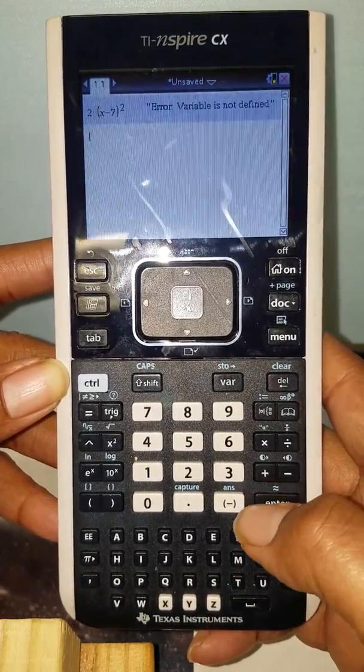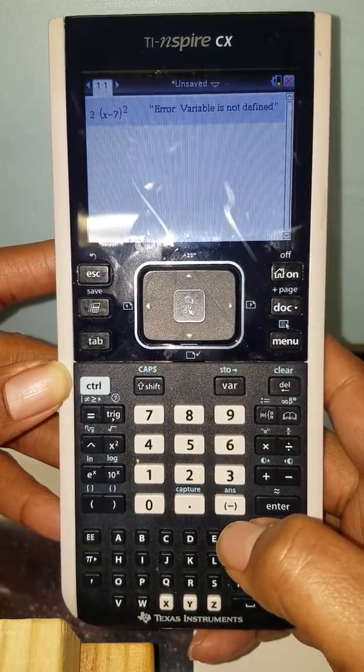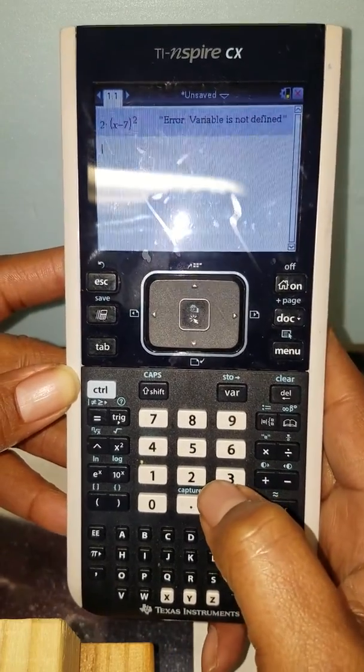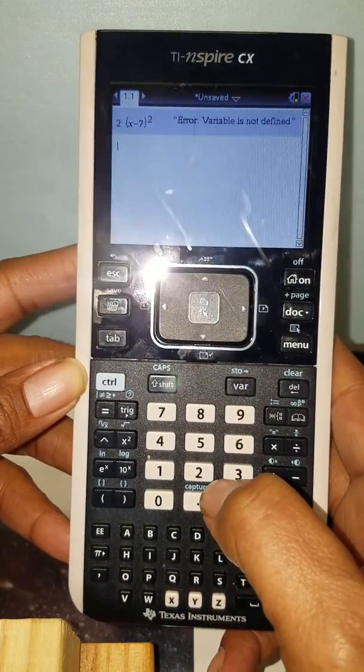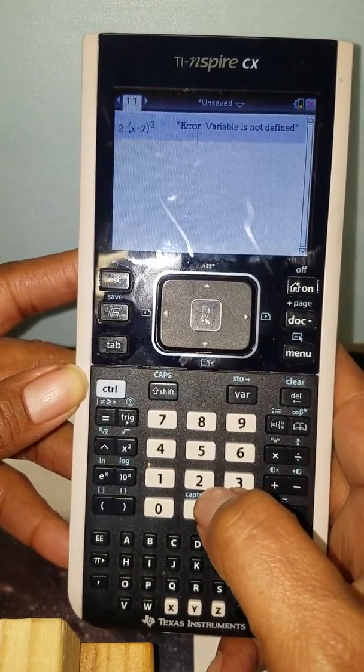It says we can't do something, right? It says we didn't define a variable. So that's exactly what we're doing when we're defining a variable. When we're defining a domain, we're defining a variable. So we're going to use the answer choices that they gave us.